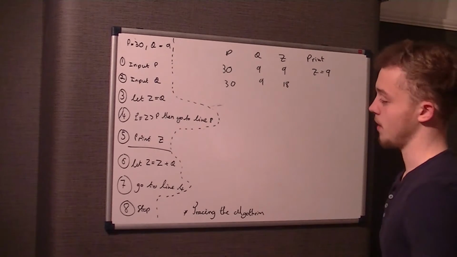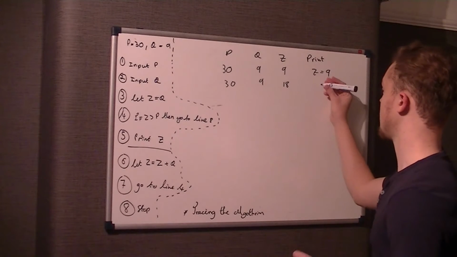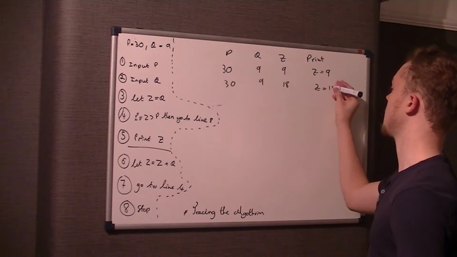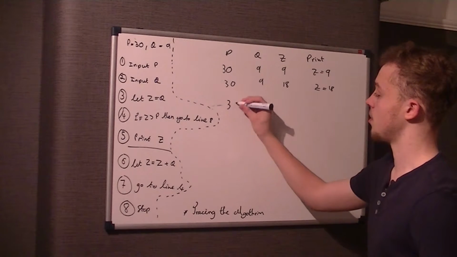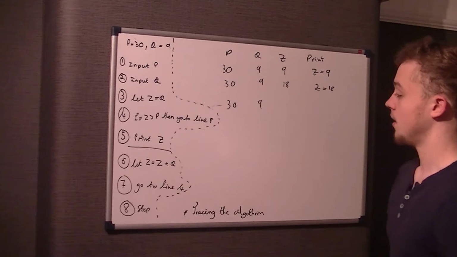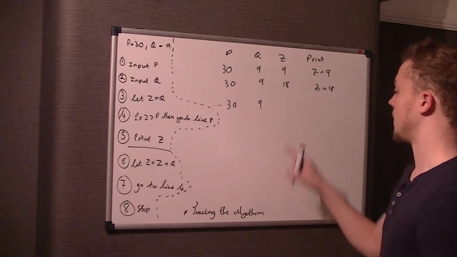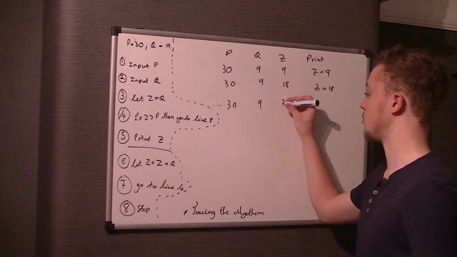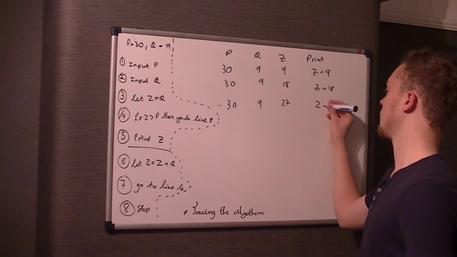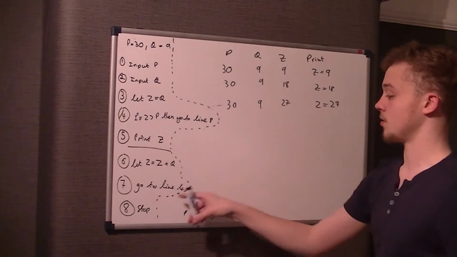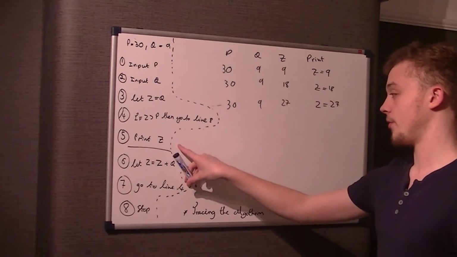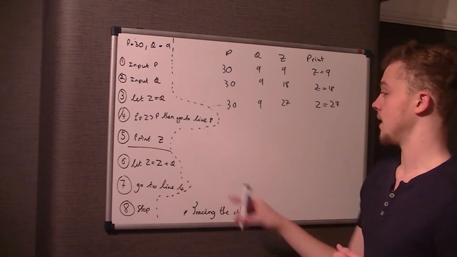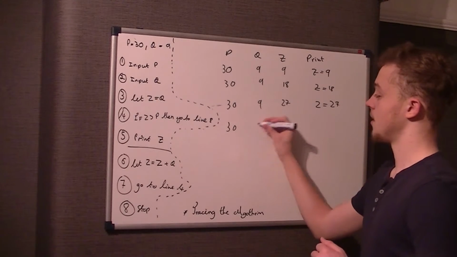If Z is greater than P, go to line 8. If it isn't, we print Z. So the next line will say Z is 18. Then we do Z equals Z plus Q. So the next value for Z is 18 plus 9, which is obviously 27. Print that, Z equals 27, because when we go to line 4 and we follow that, we have to print it. Then we go to the next line.